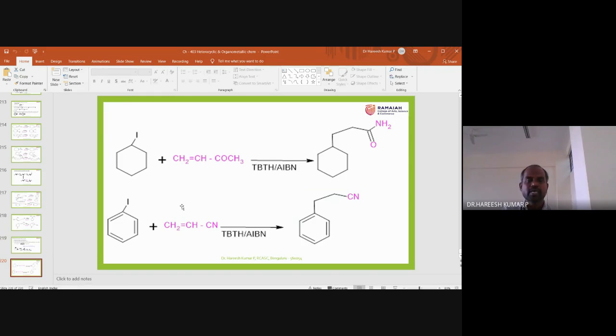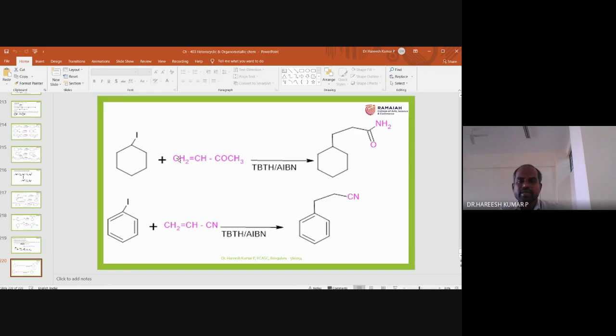So these are a few examples I am discussing. You can observe that this is a cyclohexyl iodide. Cyclohexyl iodide, when it is reacting with, what is the name of this compound? This group is vinyl. Okay, vinyl methyl ketone. What will happen here? TBTH and AIBN. TBTH means tributyl tin hydride. So what will happen? There will be a new bond formation between this carbon and this carbon.